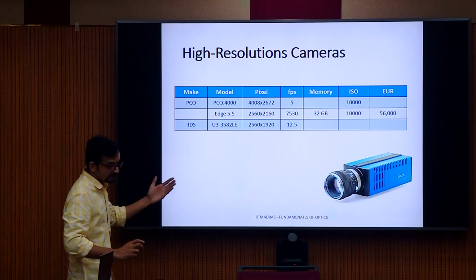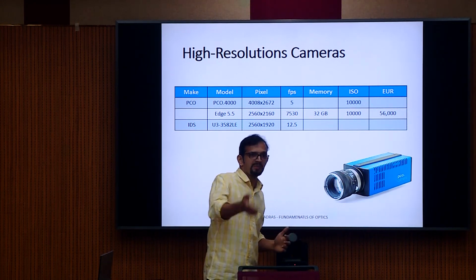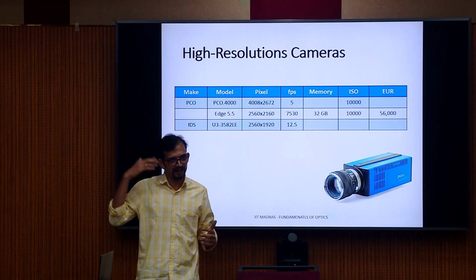So then high resolution, sometimes we want, okay, that was basically high frame rate, right? 1 lakh frames per second.